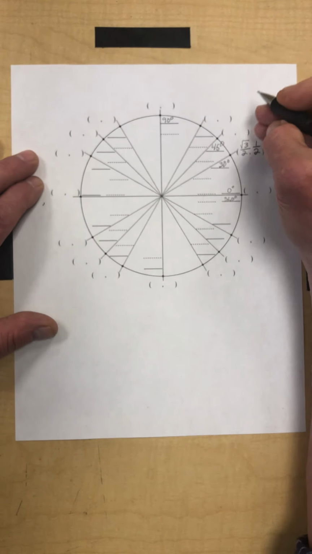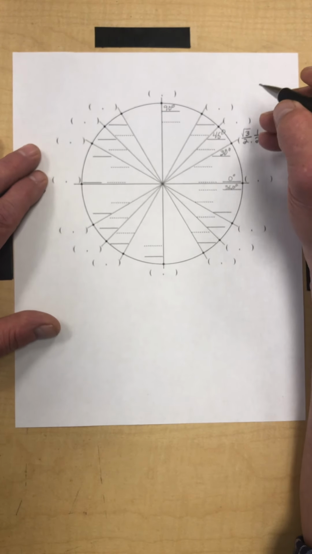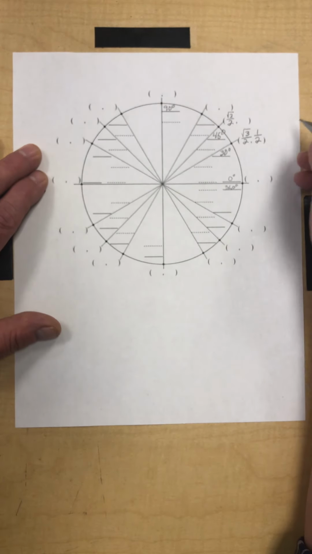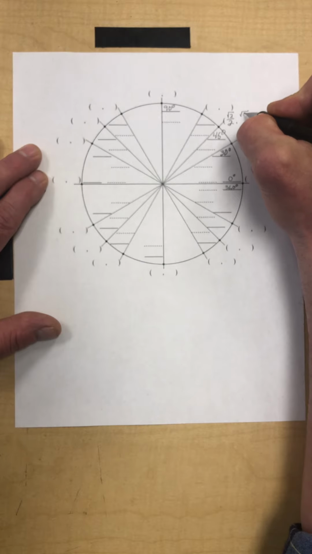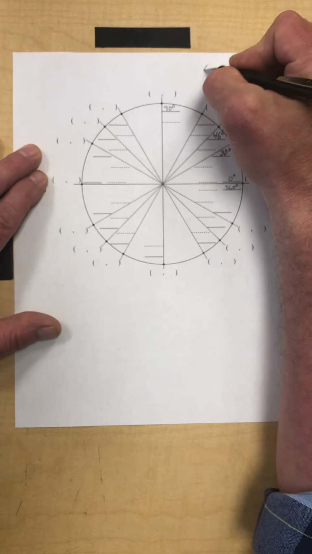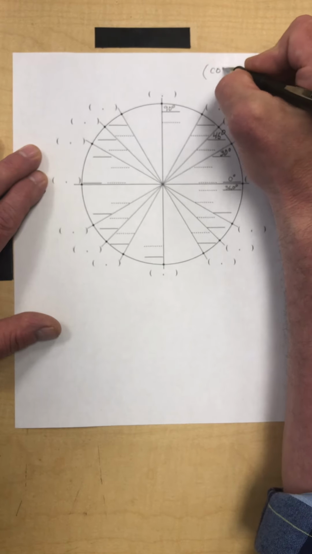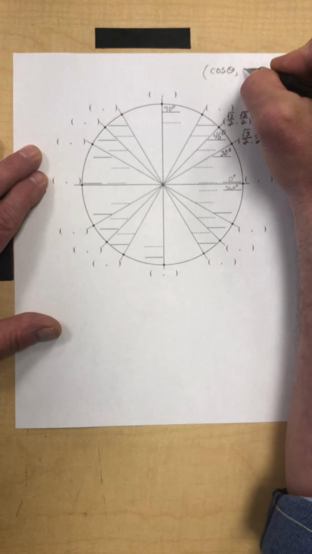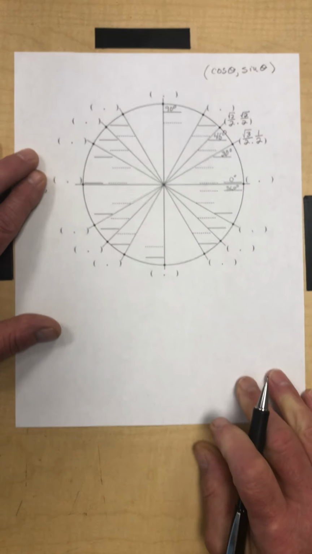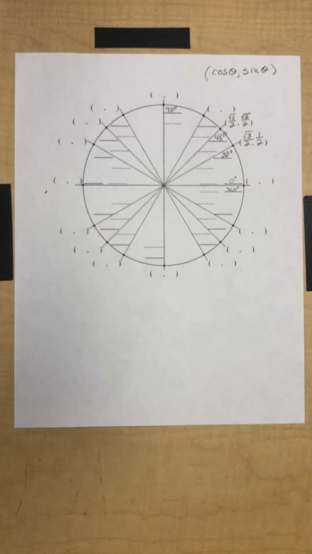The cosine of 45 degrees is radical 2 over 2, and the sine of 45 degrees is radical 2 over 2. And don't ever forget this. Remember, everything on the unit circle is cosine theta, your x-coordinate, and sine theta is your y-coordinate.